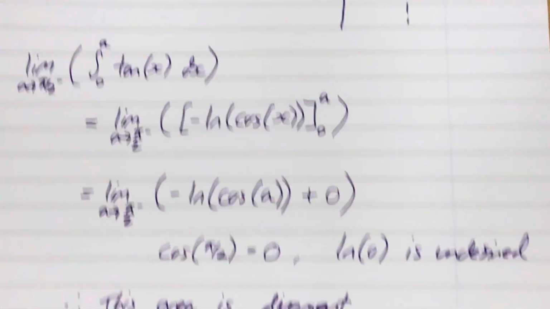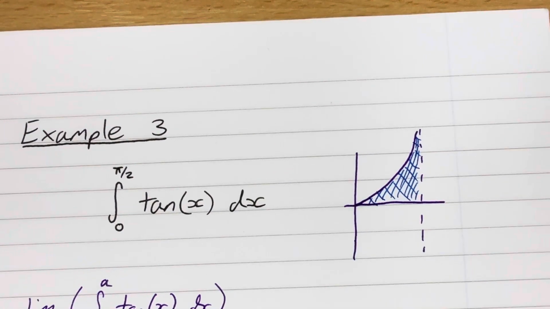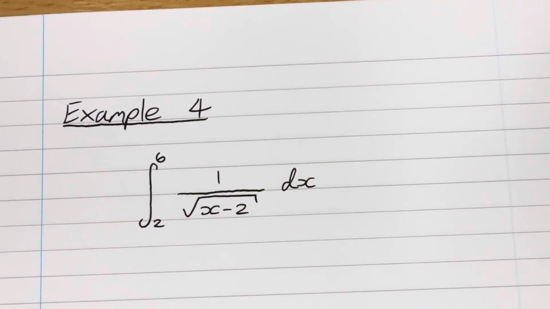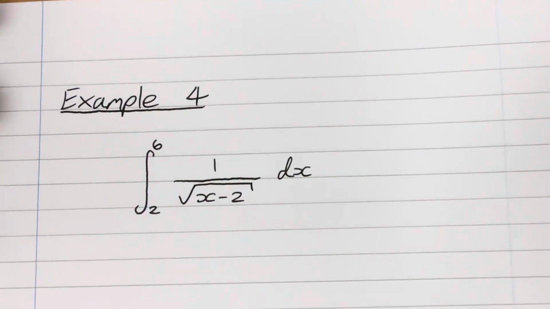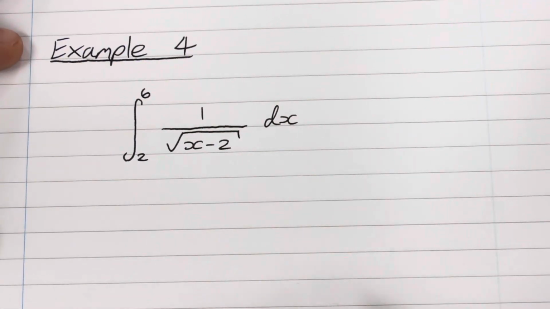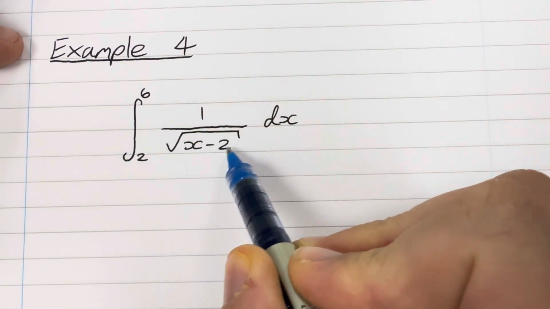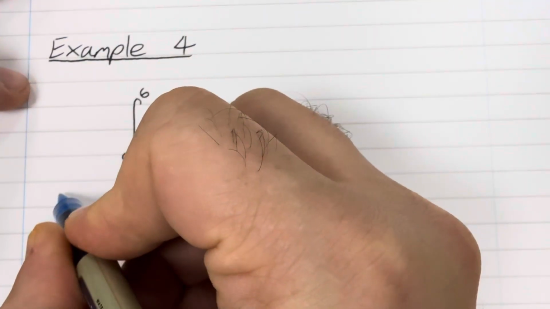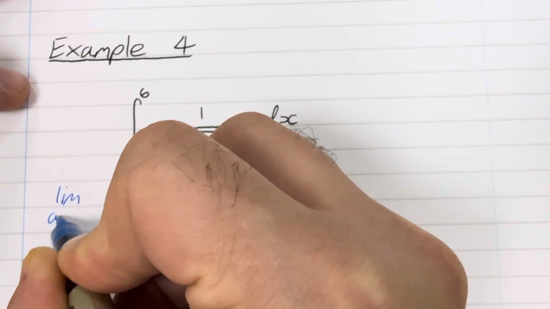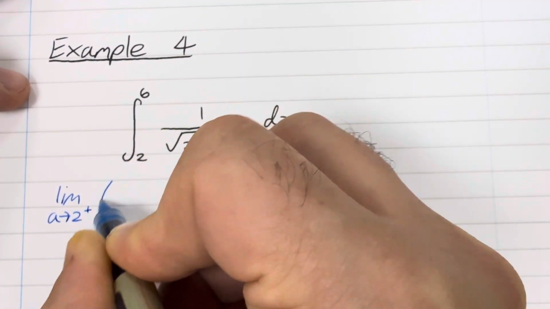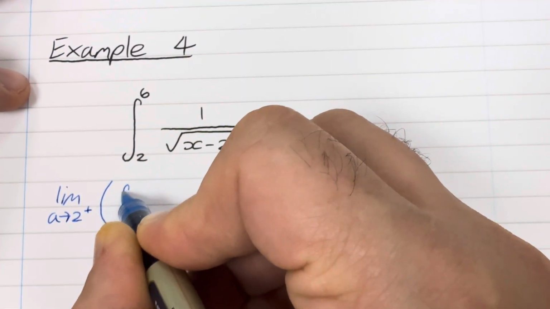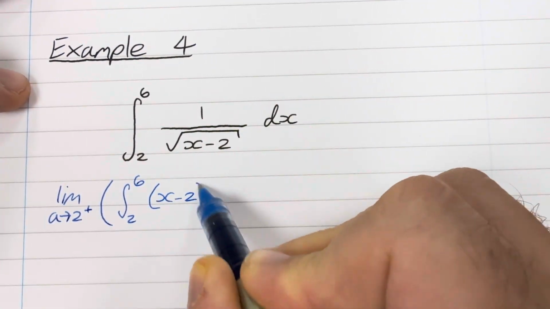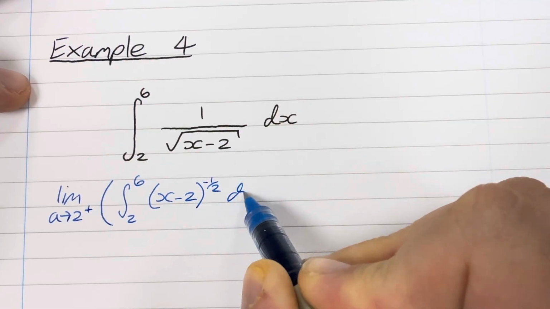Okay. And my fourth and final example. I'm going to find the integral of 1 over root x minus 2 between 2 and 6. So this is going to have a vertical asymptote when x is 2, because I'll be dividing by 0 at that point. So therefore, I'm going to find the limit as a tends to 2 from above of the integral from 2 to 6 of x minus 2 to the minus a half dx.